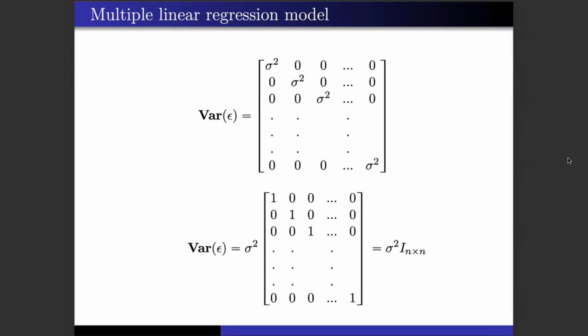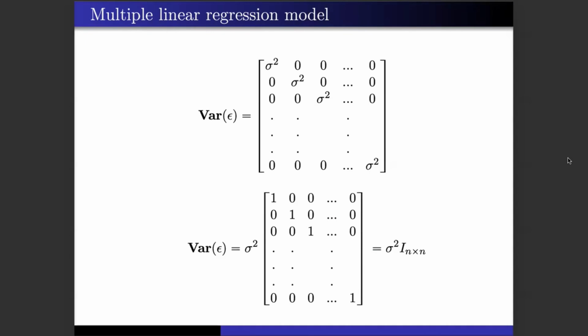And the dimension of this identity matrix would be n cross n because we are trying to find the variance covariance matrix of random vector epsilon with epsilon. And epsilon is the n cross 1 vector of random errors. Therefore, the identity matrix we have over here has dimension n cross n.